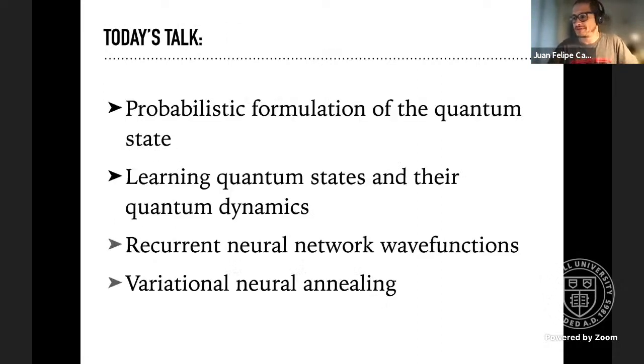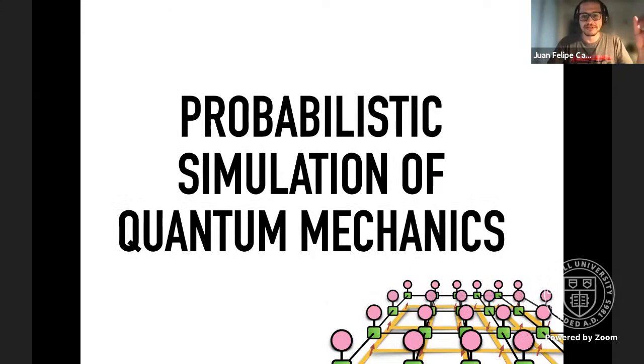And so today, what I want to tell you about is a probabilistic formulation of the quantum state, which is going in the direction of taking quantum mechanics and making it look like machine learning, as opposed to taking machine learning models and making them look like quantum states, which people do. I'm going to give you several examples. One of them is learning quantum states under dynamics. Then I'm going to introduce recurrent neural network wave functions quickly and show how powerful they are. And then I'm going to finalize with variational neural annealing, which is the last thing I want to tell you about. And so, a probabilistic simulation of quantum mechanics.